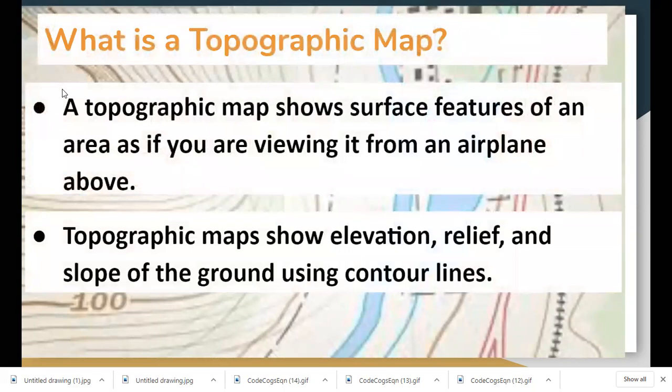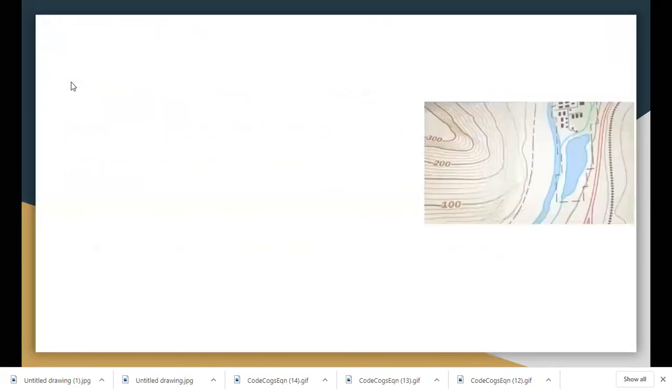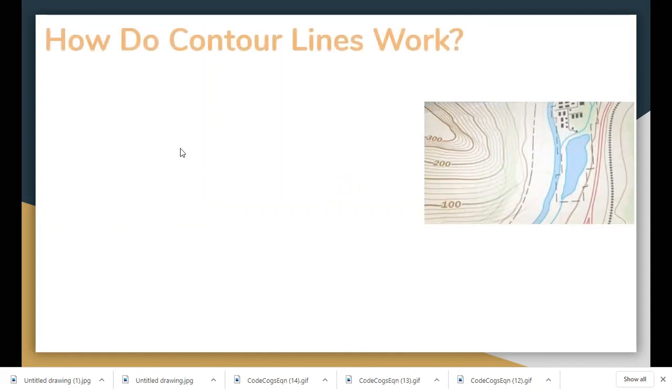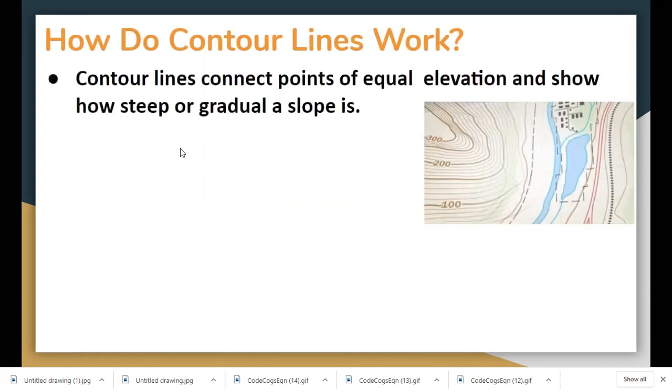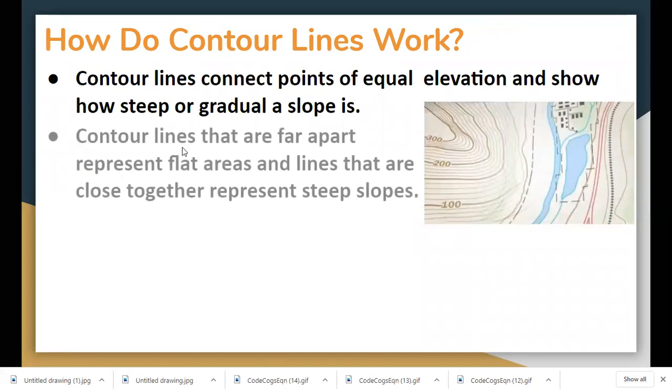Topographic maps show elevation, they show relief, and they show the slope of the ground using contour lines, those lines that you see in the background. These things here are contour lines. How do contour lines work? Well, they connect points of equal elevation, and they show how steep or gradual a slope is. Contour lines that are far apart represent flat areas, and lines that are close together represent steep slopes.